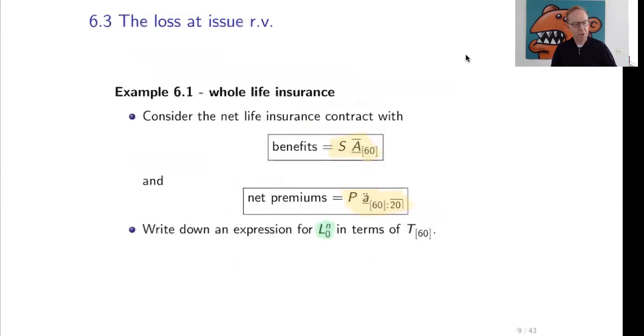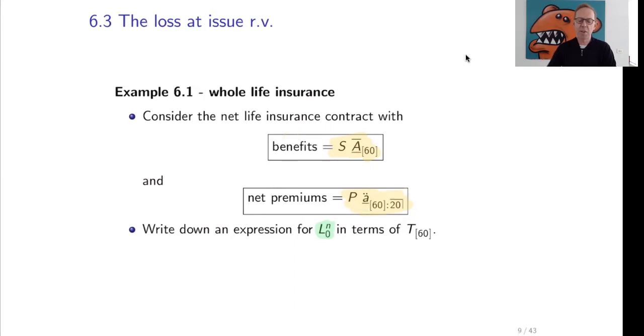Let us start with the first example for pricing. We consider the net life insurance contract with benefits given by S Ā_60 underlined. So what is this? That is a whole life insurance on a person of age 60. He was selected at age 60, and there is a payment of S at the moment of his death. We underline this because the benefit is a cash flow. It's a payment of S at the moment of death of the 60-year-old person who is now just selected.